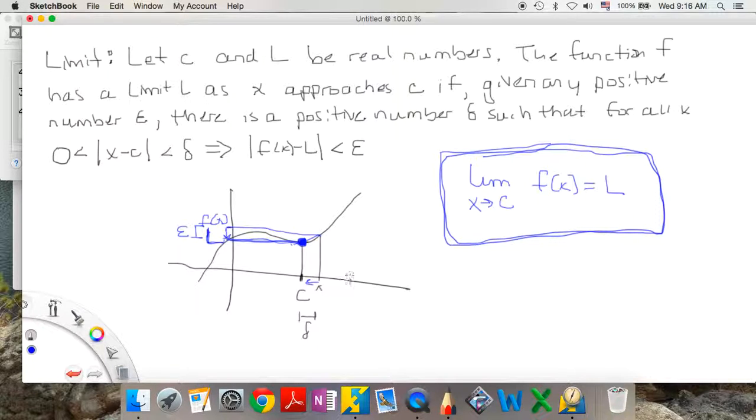Now, one thing you need to realize, this function does not have to be defined there. You could have a big old hole or an asymptote or anything. The function doesn't have to be defined there for the limit to exist, because it's still going towards that value. The limit is what it's getting close to, what it's approaching, not what it's necessarily defined as at that place. All right, so let's look at some examples here.